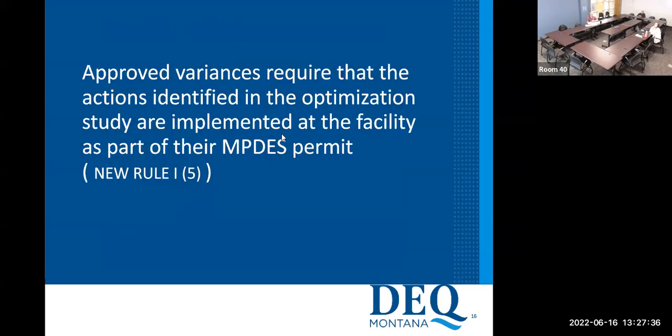Next slide. So if a community went through the variance process and got it approved, part of the requirements is that the actions identified in the optimization study, which was part of the application, would be implemented at the facility as part of their NPDES permit. So that's in our new rule here as well.